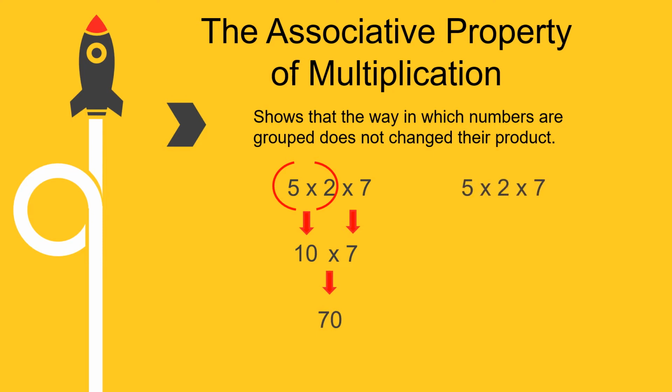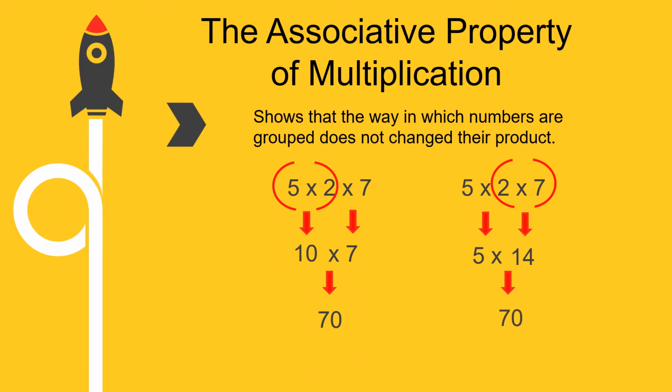Now let's use the same equation, 5 times 2 times 7, but we're going to group two different digits. In this case, it will be 2 and 7. 2 times 7 equals 14. And we bring down the 5 times. Now, how much is 5 times 14? If you did your multiplication, you will know that the answer is 70.